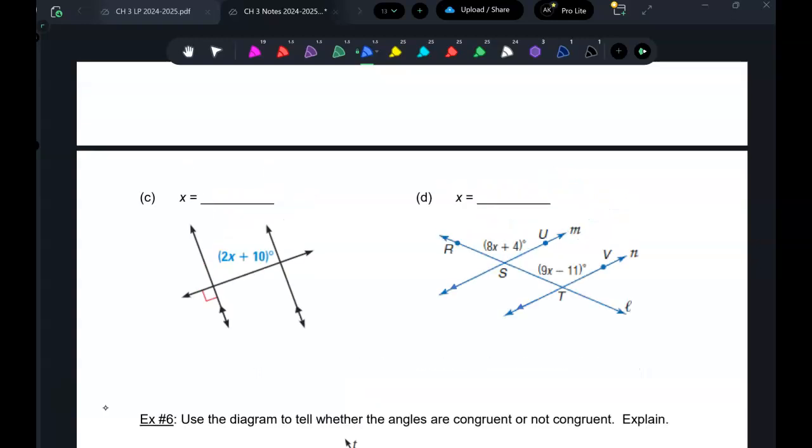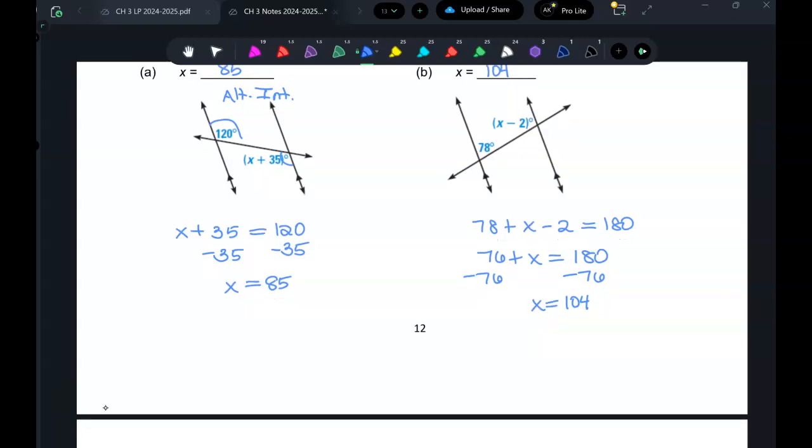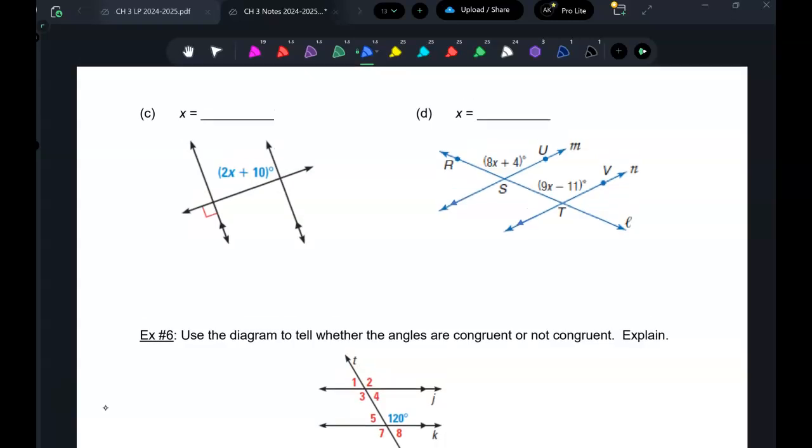Wait, what was the answer? 104. Why did you say this? If we just know this is 90. Okay, well, hold on. Those are corresponding, right? No. If this is a right angle, this is a right angle. All of these would be right angles.